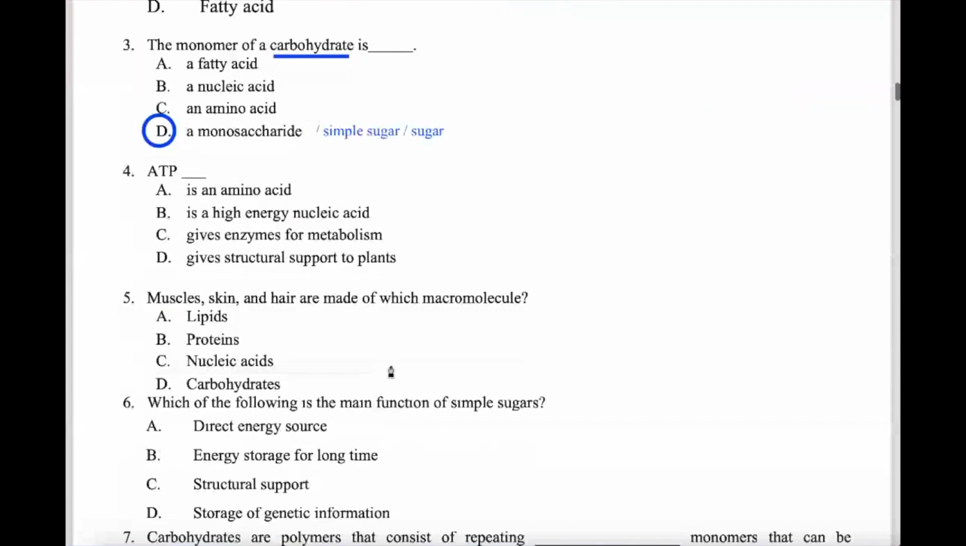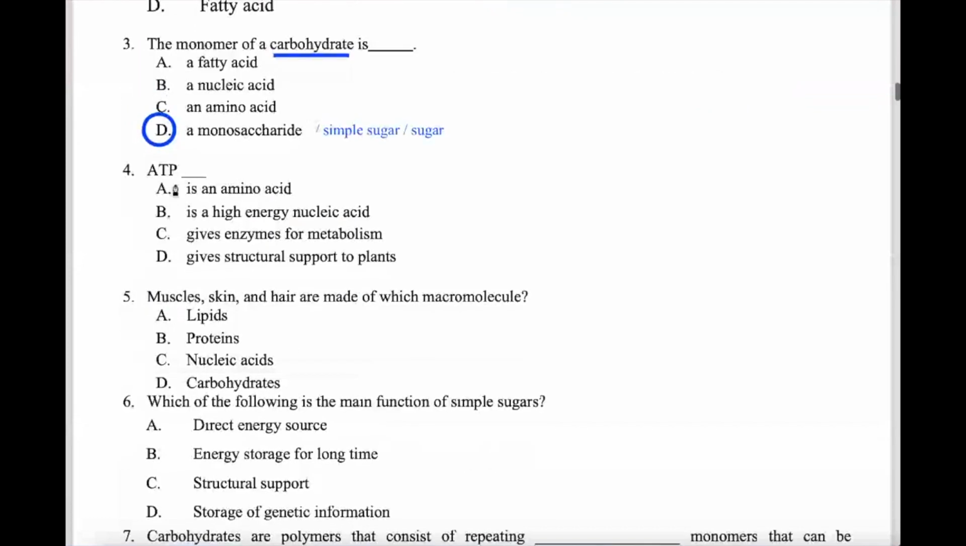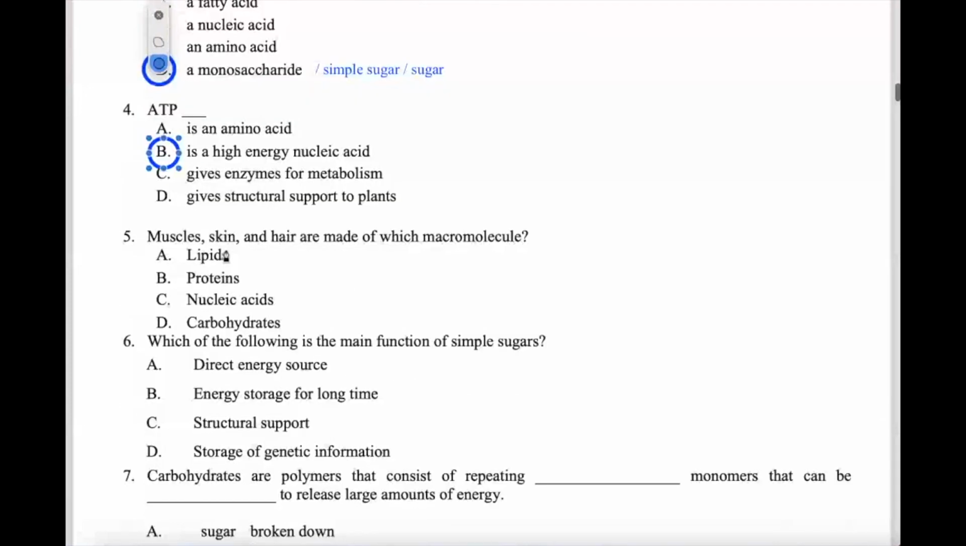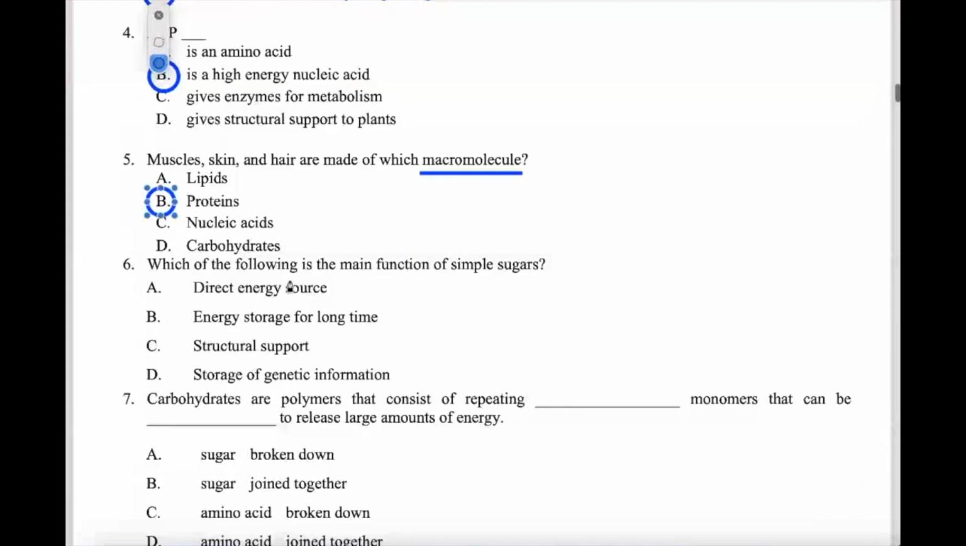Okay, good. ATP is what? A high energy molecule. Very good. Muscles, skin, and hair are made up of proteins. Which of the following is the main function of the simple sugar? Direct energy source. Yes, they are a direct energy source.